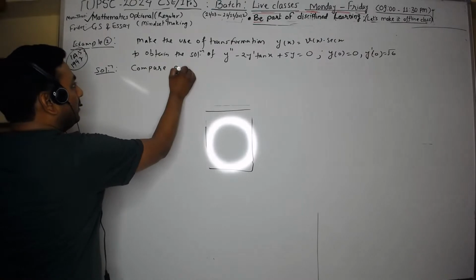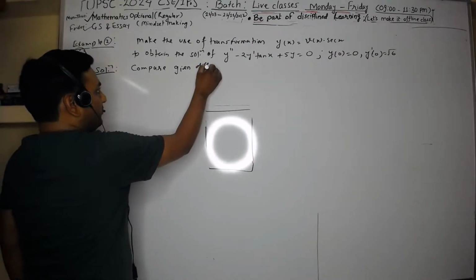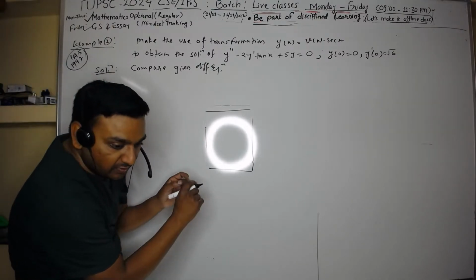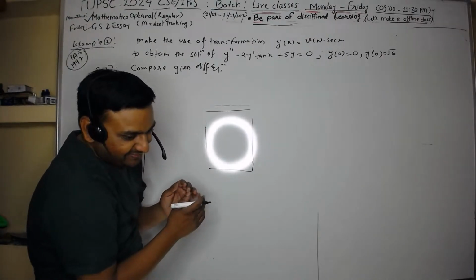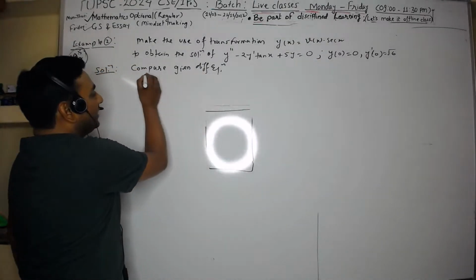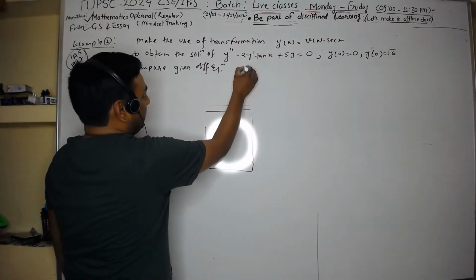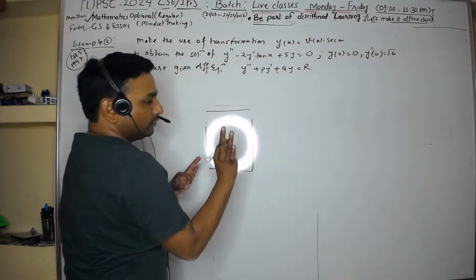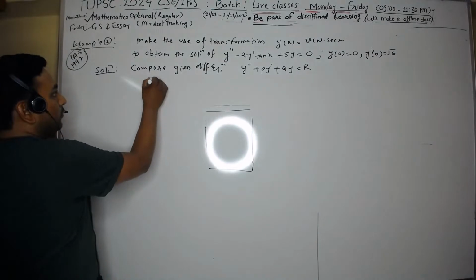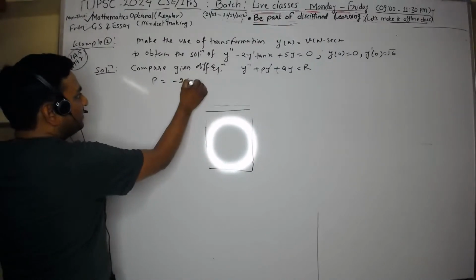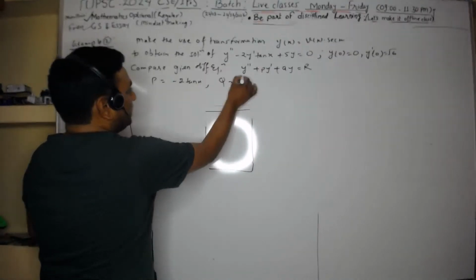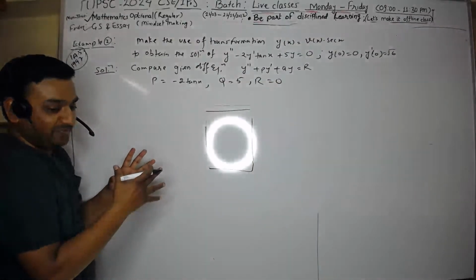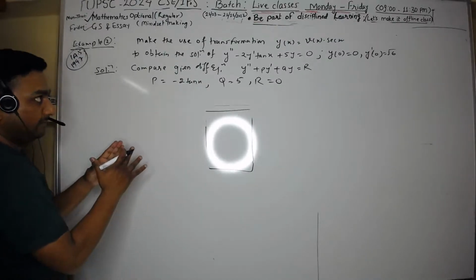Compare given differential equation, and please be in the habit of writing this every time. Harish, yes, very good. Compare given differential equation as y double dash plus p y dash plus q y equals to r, right? So what is p here? Minus 2 tan x. What is q here? 5. What is r here? 0. Now watch carefully here.